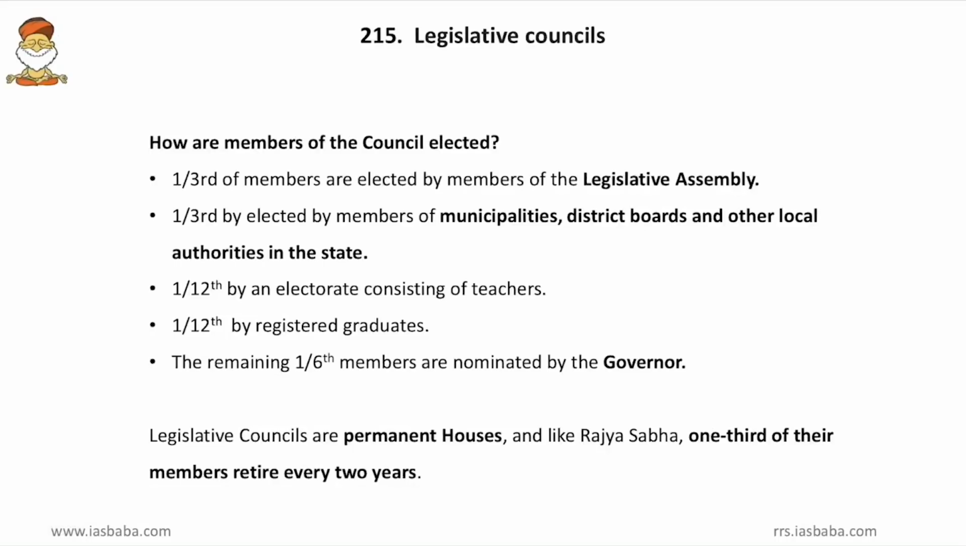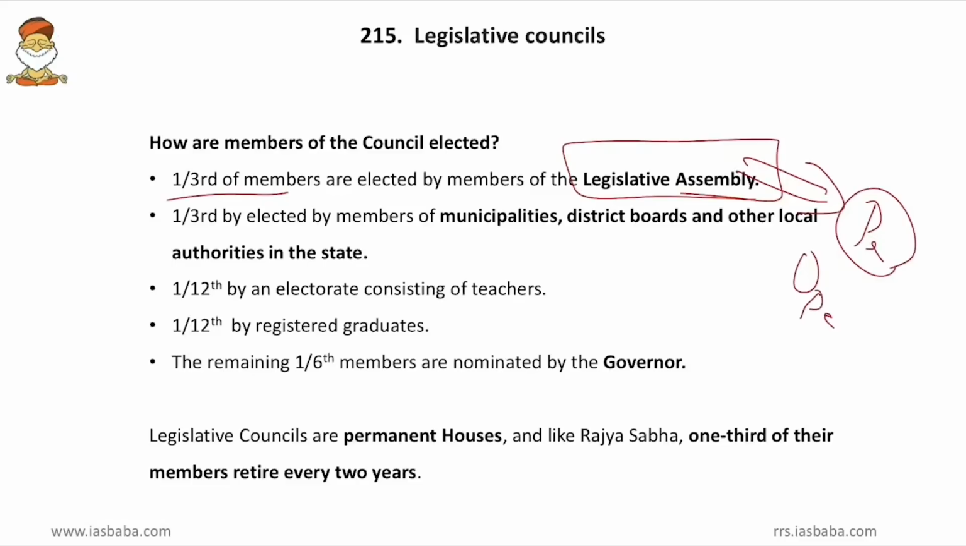So how are the members of the legislative council of a state elected? So 1/3 of the members are elected by the members of the legislative assembly. This is done by proportional representation with an open ballot. So we will remember this open ballot. Then a further 1/3 are elected by members of municipalities, district boards, and other local authorities. So local representation constitutes another 1/3.